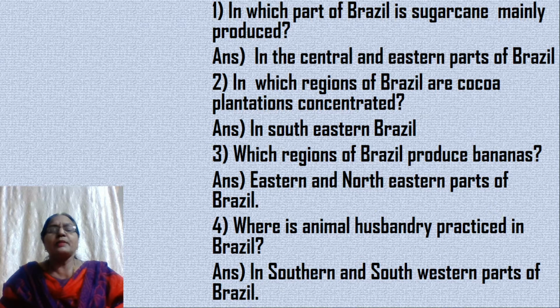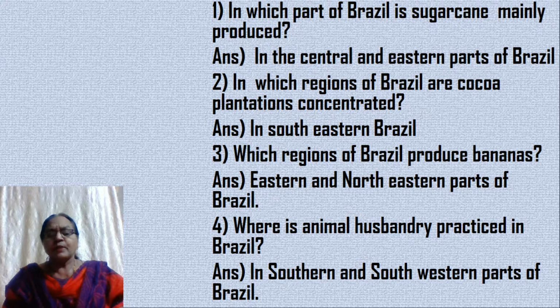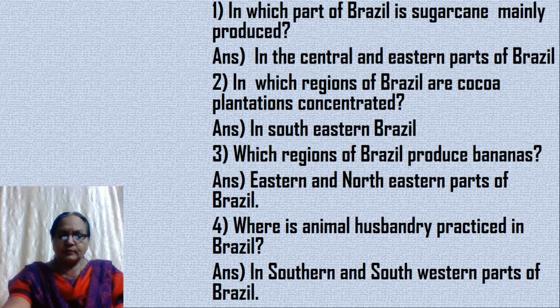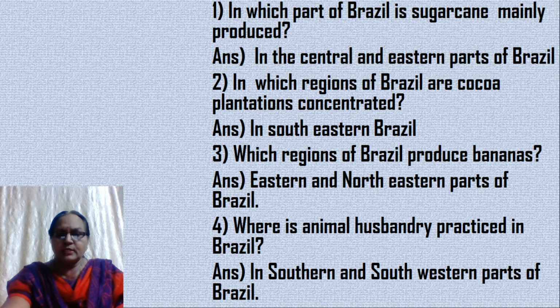We should also remember that animal husbandry is usually practiced in regions where the amount of rainfall is less. So in the southern region, we have the pampas. Pampas regions are grasslands. So this is a region which gets comparatively low rainfall. Fifth one. In which part of Brazil is bauxite mined?